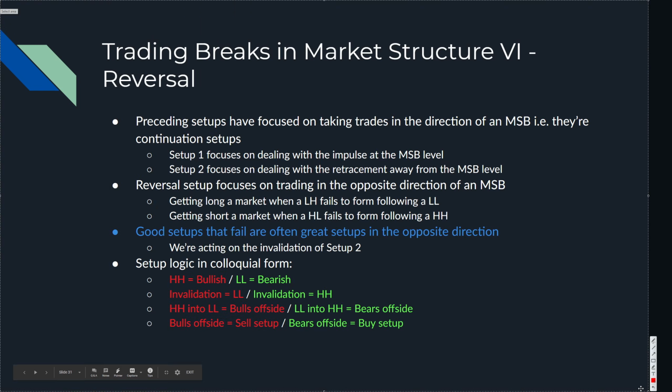Again, if we take our basics with what's bullish, we've got higher highs and higher lows. Once we get our break in market structure, what's invalidation for our continuation setups? Well, if the higher low fails, then it's no longer bullish. So of course the reversal setup is the higher low failing after a higher high, which suggests reversal. Bullishness getting invalidated is bearish. Bearishness getting invalidated is bullish. It's kind of the core logic there.